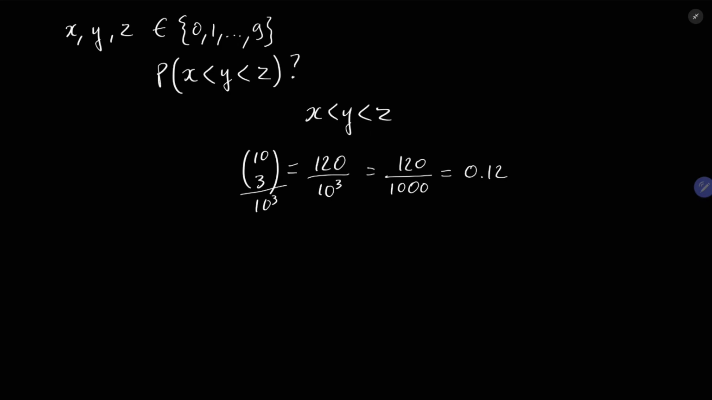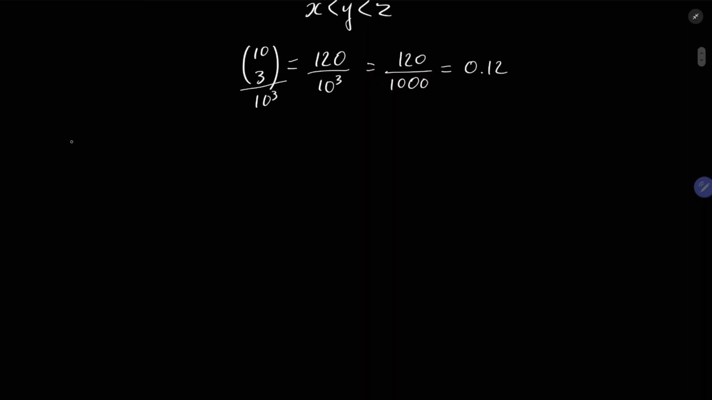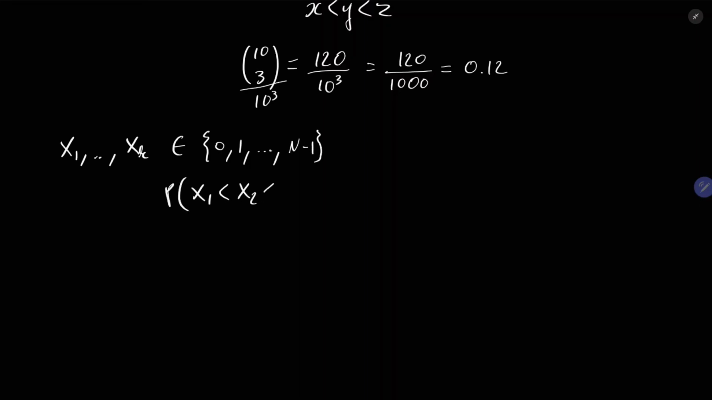So the first thing that I would like to do is to generalize this case. In that case, we have three integers, and each of these three integers can take 10 different values. But we can actually generalize this problem by choosing k integers that can have n different values. So let's see what we have here. Let's say that we take x1 to xk that can take values between 0, 1 up to n minus 1. What is the probability that x1 is strictly lower than x2, etc., up to xk?